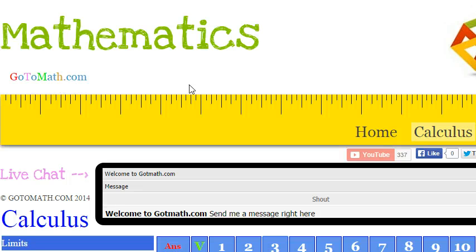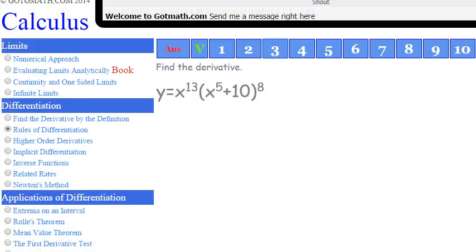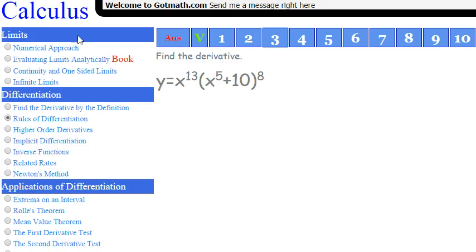Alright, we're over here at gotomath.com working some math problems. We're looking at calculus. We're under the section of differentiation, rules of differentiation, and this time we're under button 3.